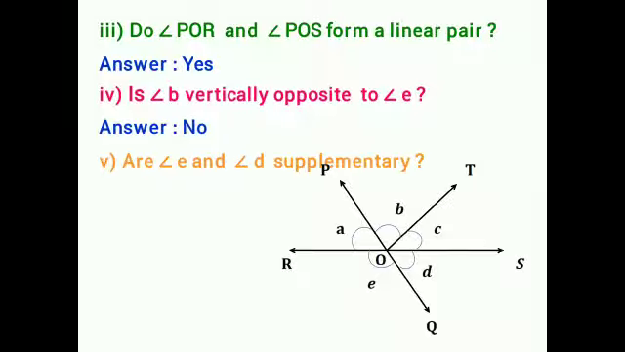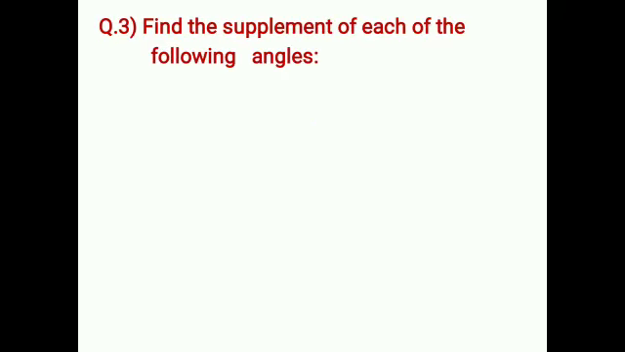So now next example is, are angle E and angle D supplementary? So here answer is yes, because the sum of these two angles is 180 degrees. So that's why here answer is yes. So this is the answer of question number 5. Now let's solve the next example. Example number 3. Find the supplement of each of the following angles.